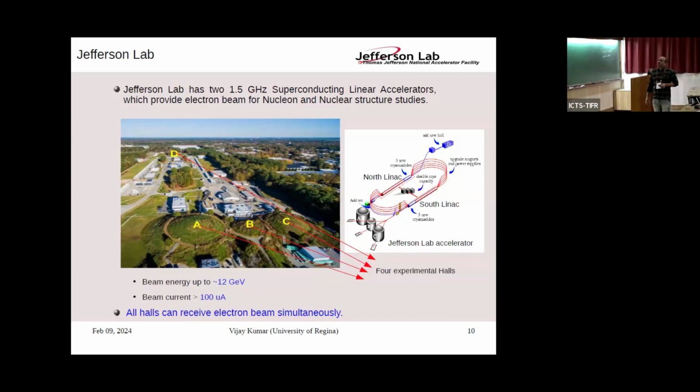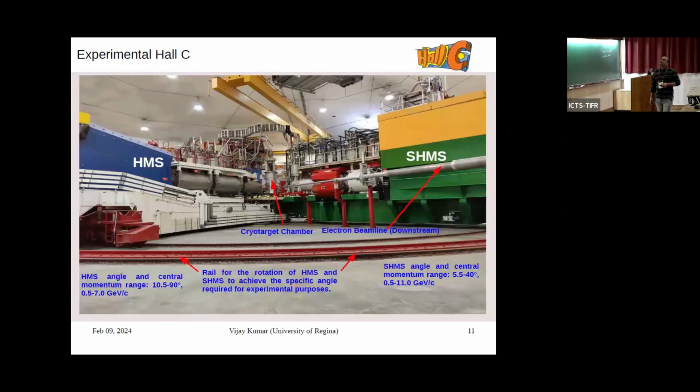JLab has four experimental halls called A, B, C, and Hall D, and currently they are capable of providing electron beam up to 12 GeV of energy and a beam current of more than 100 microamperes. The beauty of this facility is that all halls can receive electron beam simultaneously. This is an inside view of Hall C. Here we can see the cryo target chamber. The electron beam comes from the opposite side, interacts with the target, and then goes to the beam dump area through the beam line.